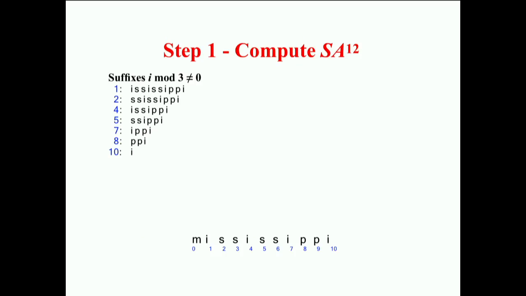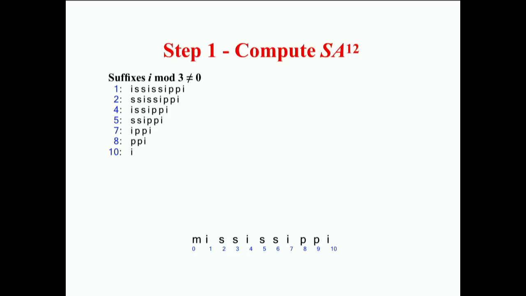Let's say I created this, and now I'm just going to look at SA1,2, meaning all the suffixes that start in locations 1 or 2 modulo 3, not 0. So Mississippi itself is not there because it starts in location 0. But the next 2 suffixes are in this data. The third suffix is not there because it starts in modulo 3. Okay, so I'm just going to compute this thing.